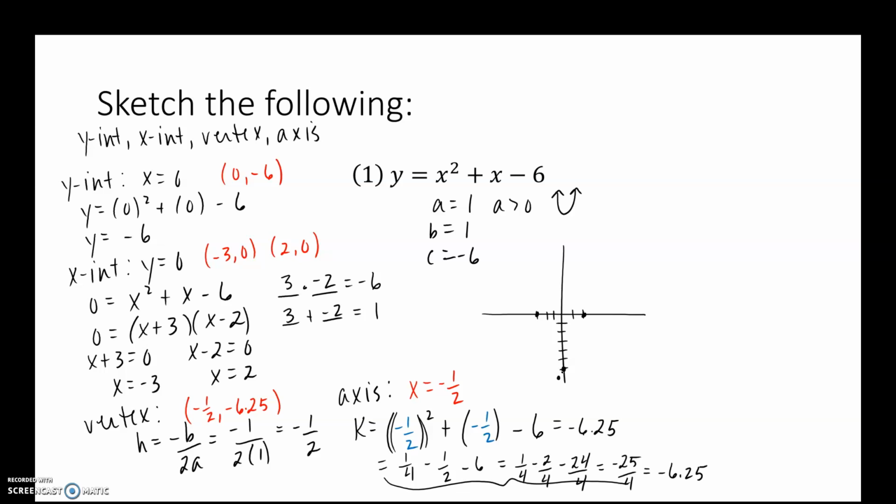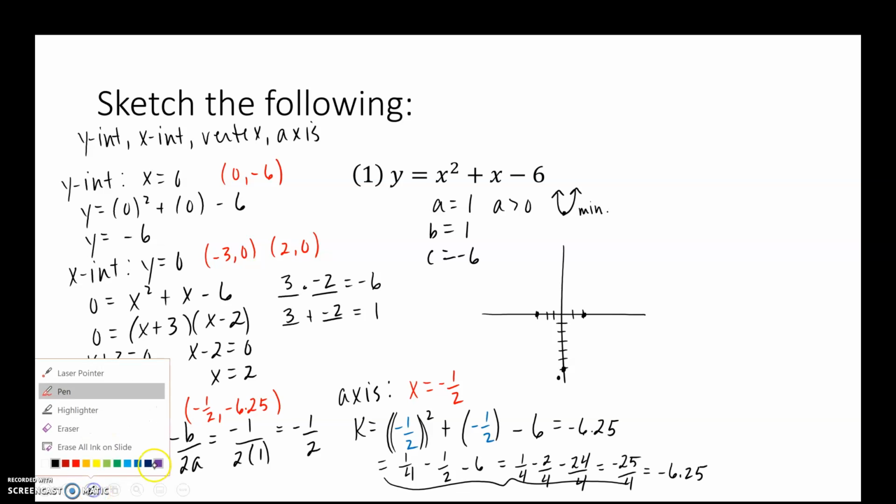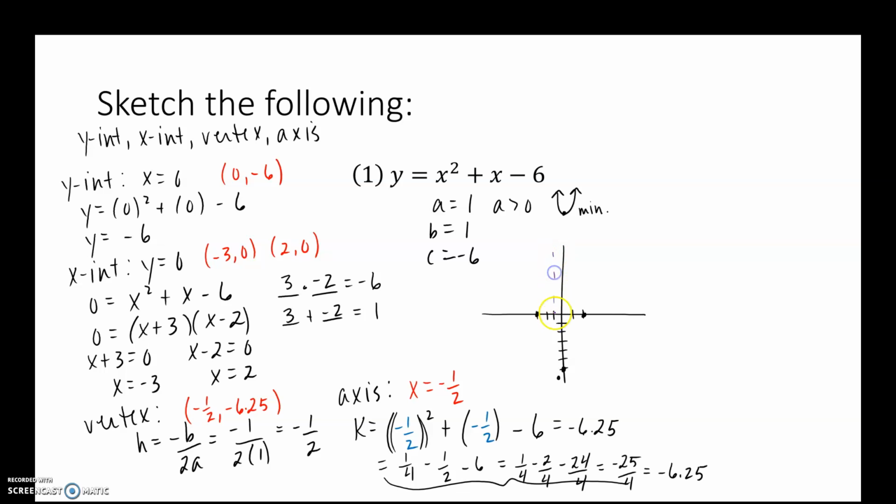So my vertex is really close to the y-intercept, but it needs to be a little bit below because remember on this graph, my vertex better be the minimum. It better be the smallest point on the graph. Now your axis of symmetry, I can sketch that in just so I'm making sure that what's on the left-hand side is the same as what's on the right-hand side. Now sketching these by hand, these are exactly that. They're sketches. But I would expect to see those points. Okay, that'll do it for this video.